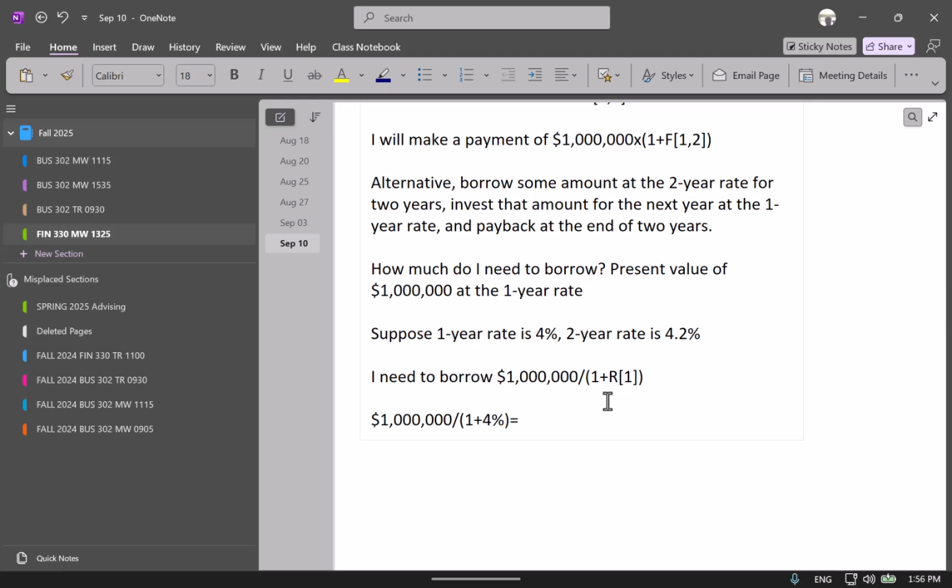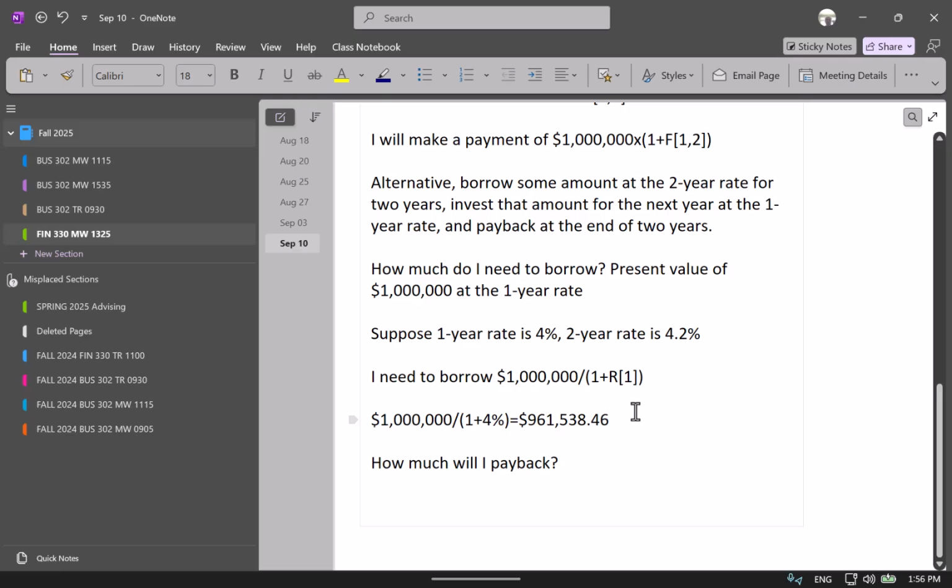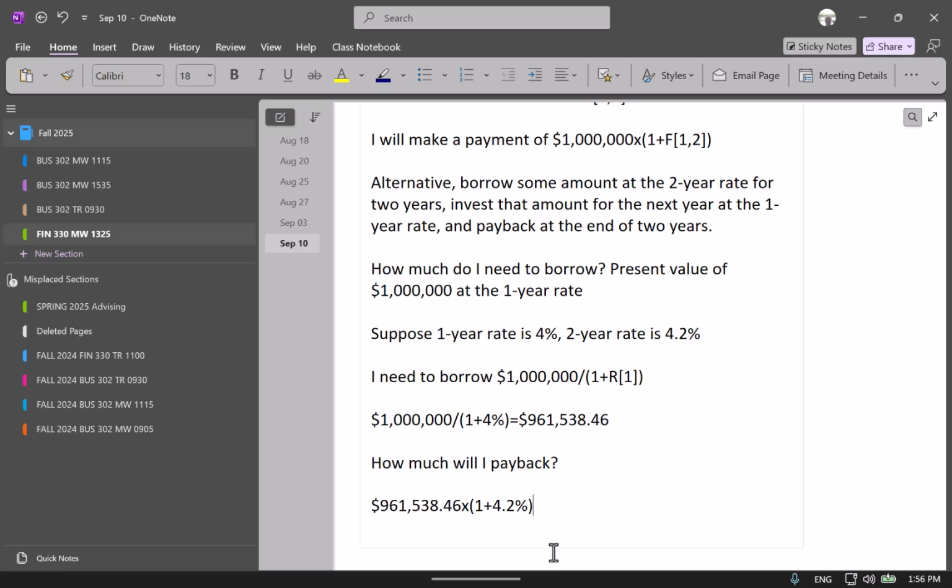So I need to borrow only 961,538 and some change. Because once I invest that at 4%, it is going to be 1 million 1 year from now. How much will I pay back? Well, that's my principal borrow, but I'm going to pay 4.2% on it for 2 years.